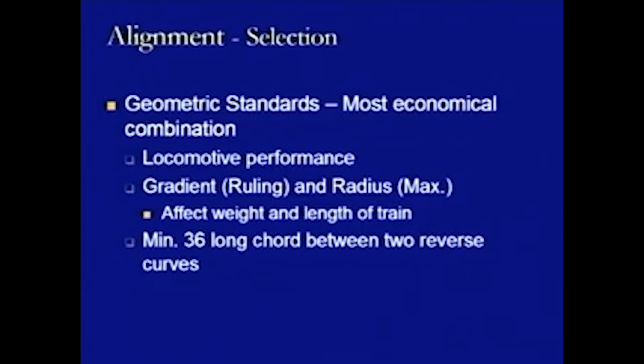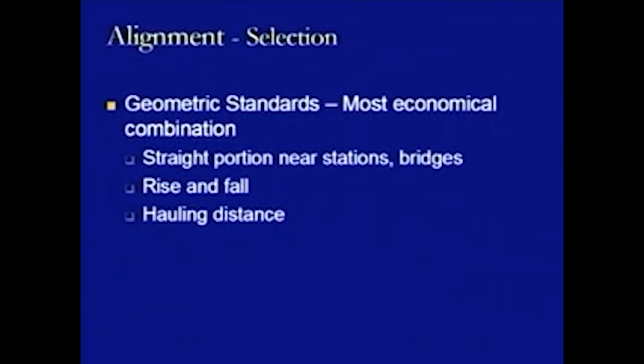Then, if there is a requirement of providing a reverse curve, it is important to provide a 36 meter long chord between the two reverse curves. This is another aspect related to geometrics. In the case of stations or bridges, as we saw previously in the diagram where we discussed the three locations of bridges, as far as possible the track should be straight and the train should come straight onto stations or bridges. A curvilinear track near stations or bridges is not desired.